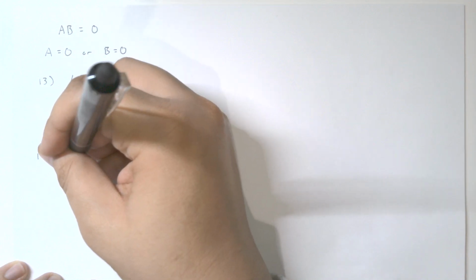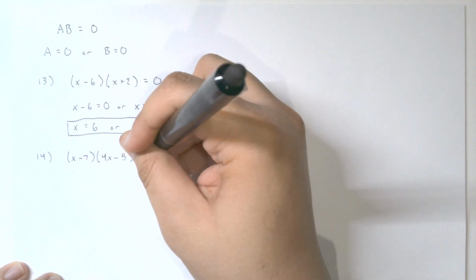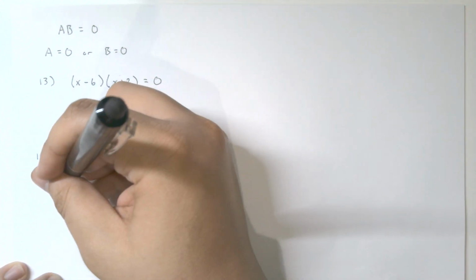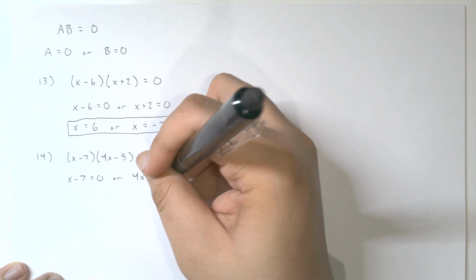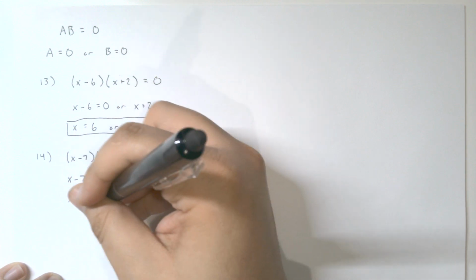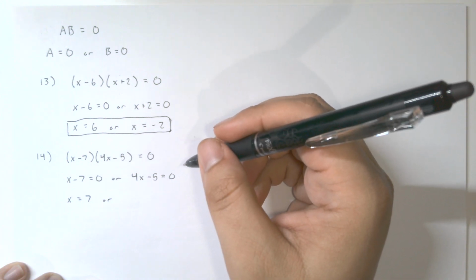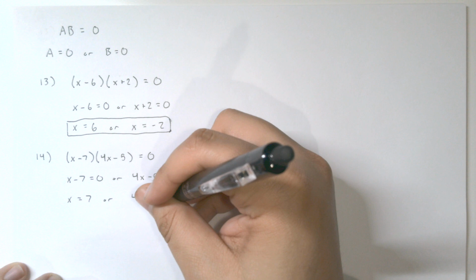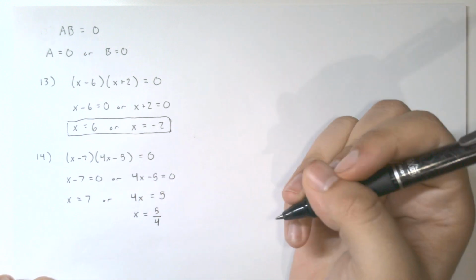For number 14, we have x minus 7 times 4x minus 5 is equal to 0. Same thing, this is already factored for us, so that's nice. We have x minus 7 is equal to 0, or 4x minus 5 is equal to 0. For the equation on the left, we can add 7 to both sides. We get x is equal to 7. Or, for this equation, first we need to add 5 to both sides, so we want to do any addition or subtraction first. We have 4x is equal to 5, and then dividing by 4 on both sides, we have x is equal to 5 over 4.